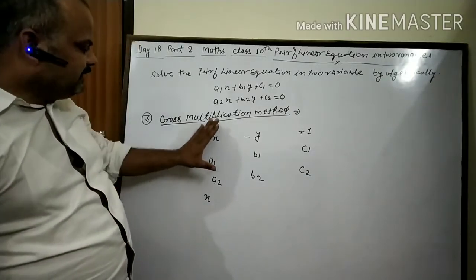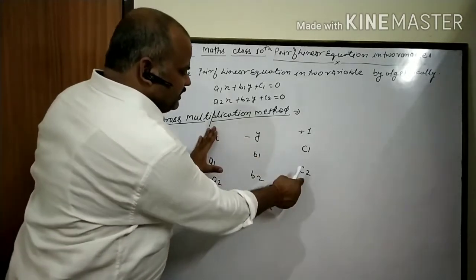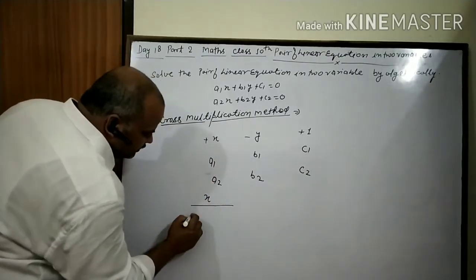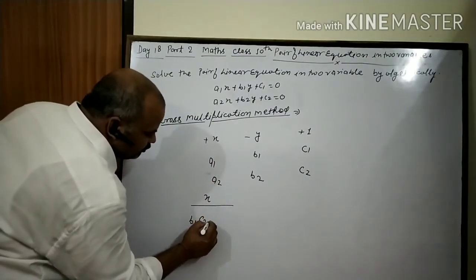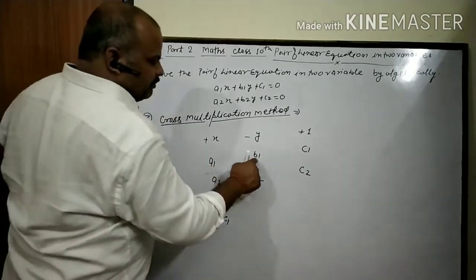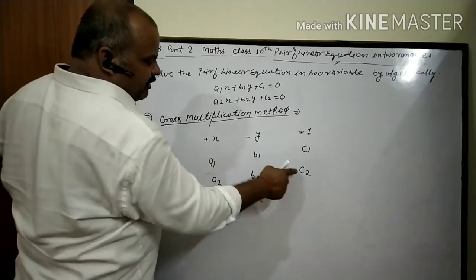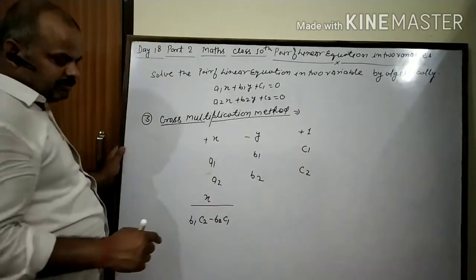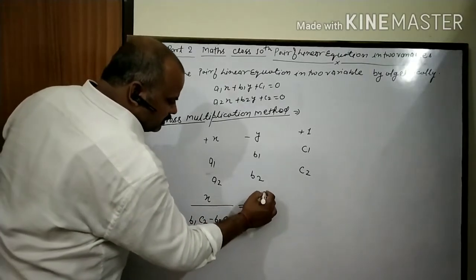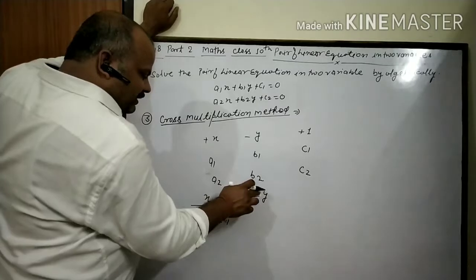When you want to find x, what can you do? You can cover this and this line. Then what? b1 c2 minus b2 c1. Then it is b1 c2 minus b2 c1. Clear? If you take it for x, then the denominator of x is b1 c2 minus b2 c1. Clear?